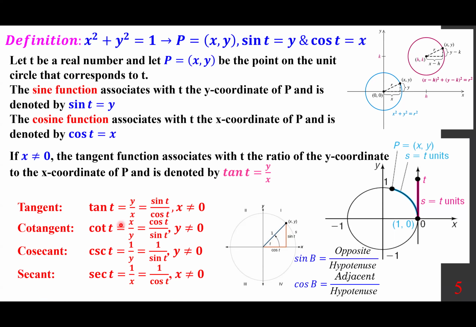Cotangent is the reciprocal of that, x over y or cosine over sine. Cosecant is 1 over sine, which makes it 1 over y, and secant is 1 over cosine, which makes it 1 over x. Needless to say, in all cases, the denominator can't be 0, so we're going to be careful with that.